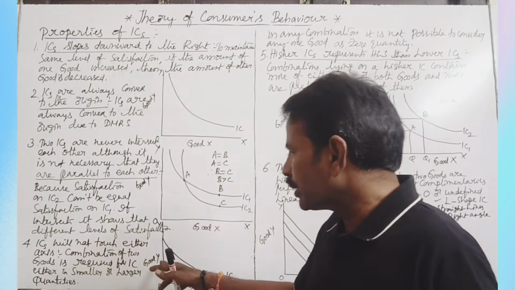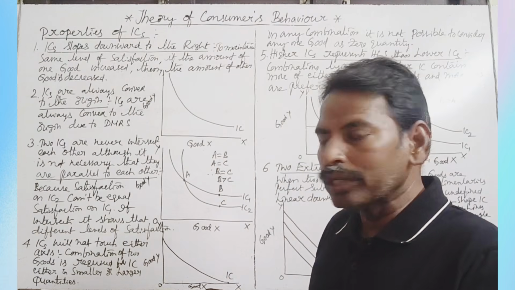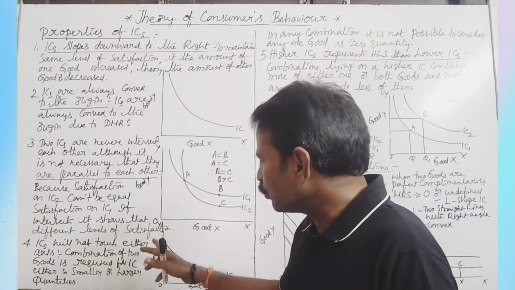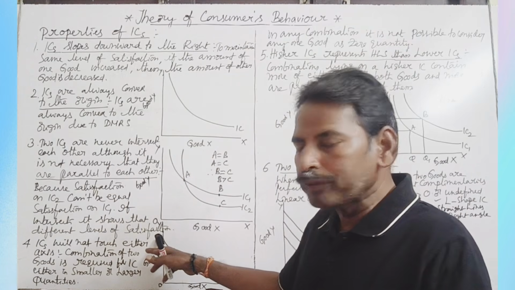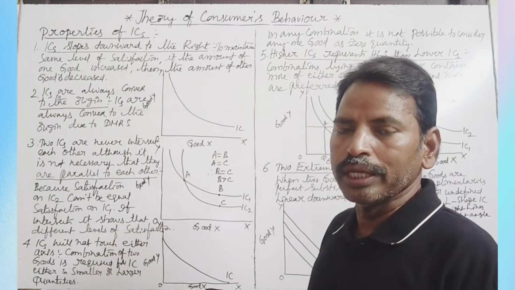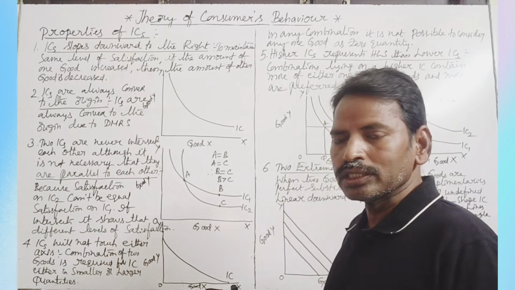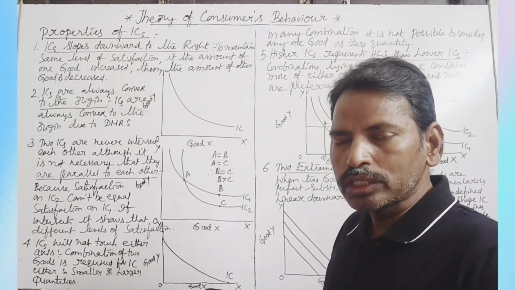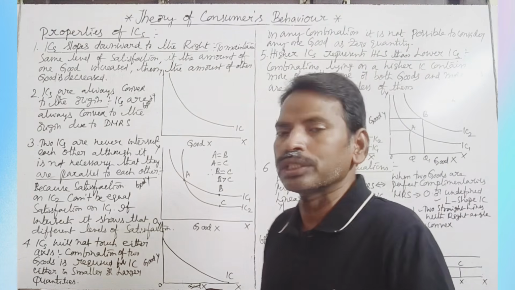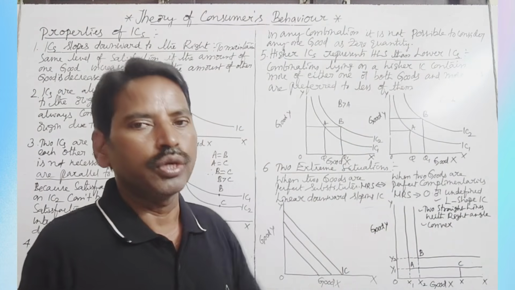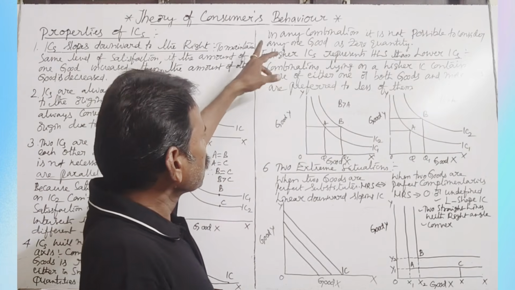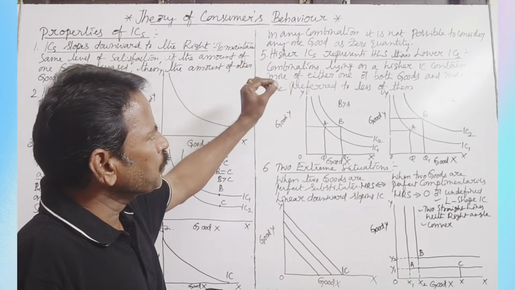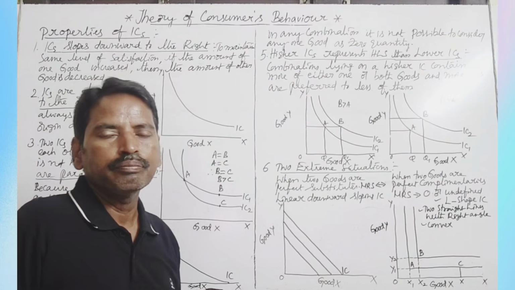So that is why indifference curves will not touch either of the axes. If it touches the y-axis, the consumer prefers only good Y. If it touches the x-axis, the consumer prefers only good X. That is why ICs will not touch either the x-axis or the y-axis. In any combination, it is not possible to consider any one good as zero quantity.